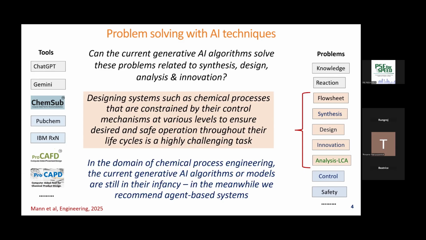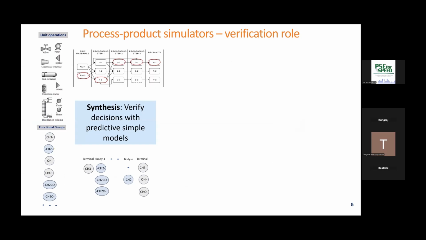And so what we would say is, in the domain of chemical engineering, the current generative algorithms or models are still in their development. In the meanwhile, we recommend agent-based systems, and that is what we will show you. But we are still using AI, not necessarily generative AI with large language modeling. So now let's look at a core function.